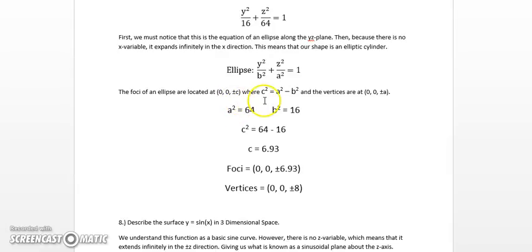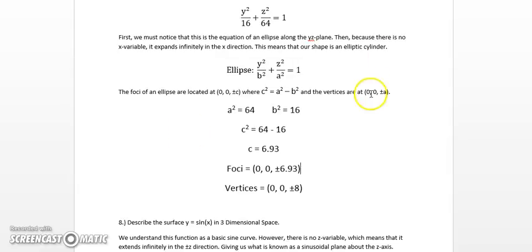To find c, c squared is equal to a squared minus b squared. A squared will always be the larger of the two numbers. So a squared is 64, b squared is 16. c squared is the difference between them, and we take the square root to get c is equal to 6.93, which means that the foci of this elliptic cylinder, or of the ellipse in the two-dimensional space, are plus or minus 6.93 in the z direction. That makes it a lot easier to picture an ellipse that stretches mostly in the z direction, with the foci at 6.93.